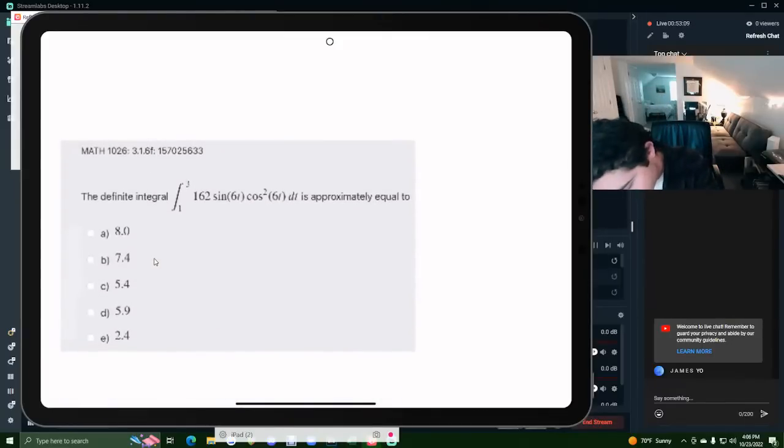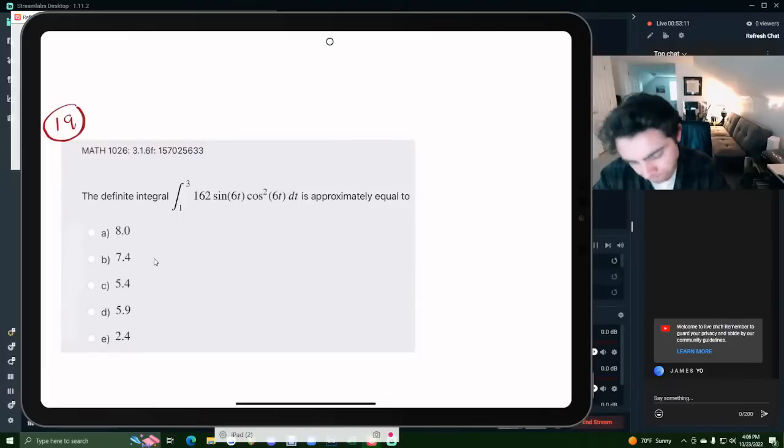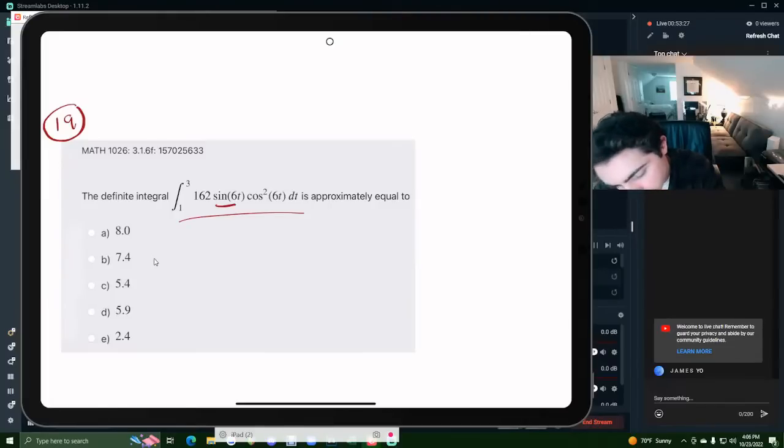This is number 19. The definite integral is approximately equal to. Now this one means business. I think this just takes some staring at and figuring out what our u term is. And in this case, if we had to pick between sine or cosine, the cosine is being acted upon by some outer extra force, extra function, and that is the square, the power of 2.